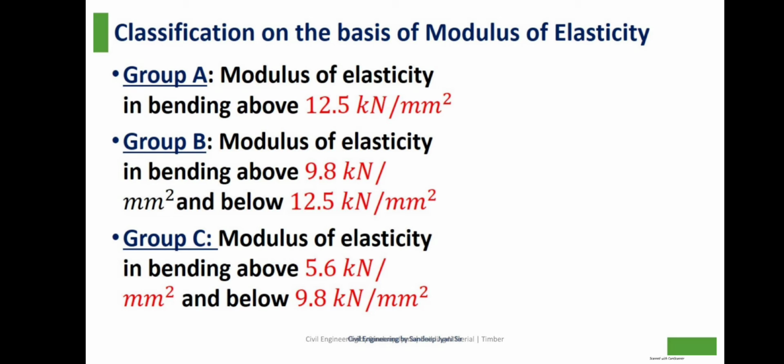Classification on the basis of modulus of elasticity. Group A, modulus of elasticity in bending above 12.5 kN per mm square. Group B, modulus of elasticity in bending above 9.8 kN per mm square and below 12.5 kN per mm square. Group C, modulus of elasticity in bending above 5.6 kN per mm square and below 9.8 kN per mm square.